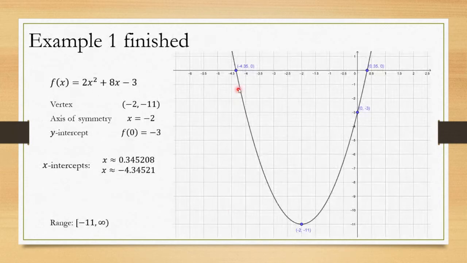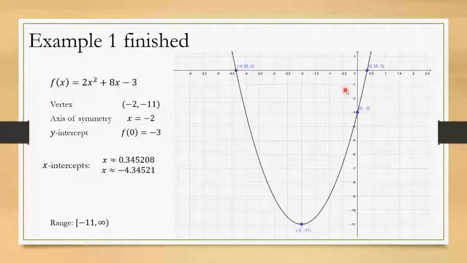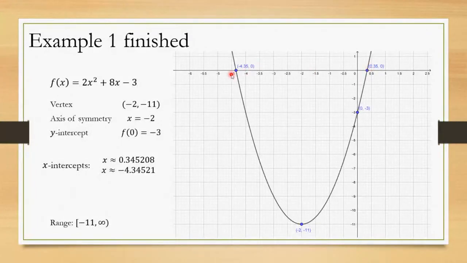So taking everything together, we have our x-intercepts, right? Here's the smaller one, here's the bigger one. And again, that's where the graph intersects the x-axis. The y-coordinate of those points is 0. Every point on the x-axis is. Our y-intercept, we said, was -3, right? That means the graph passes through the y-axis at the point (0, -3). Here's our vertex down there.